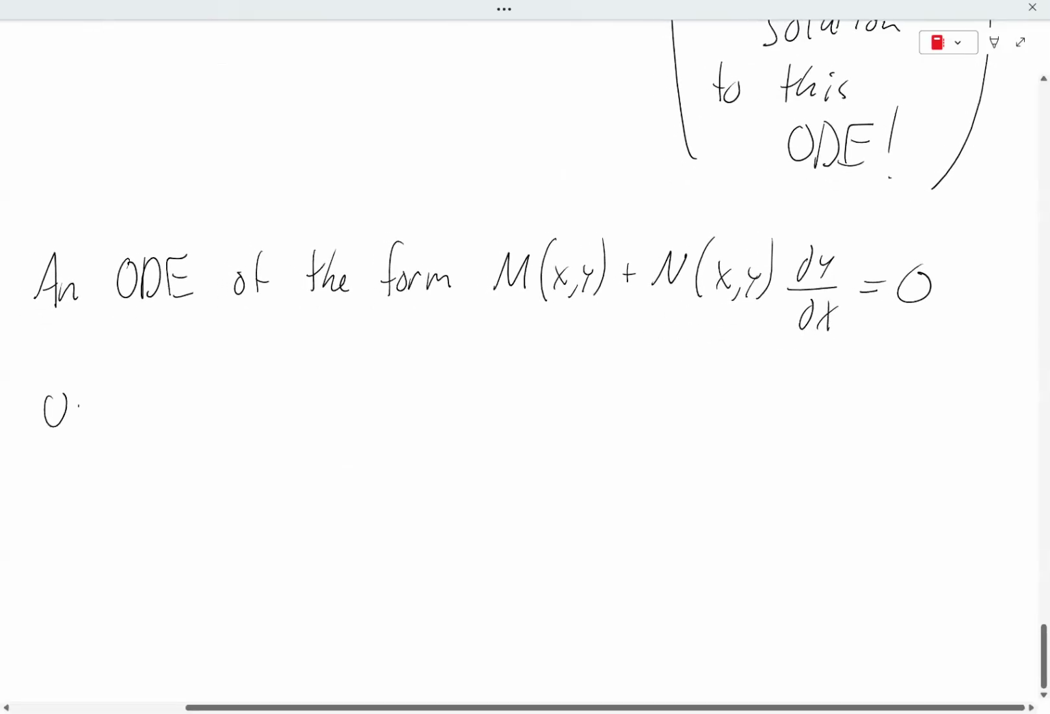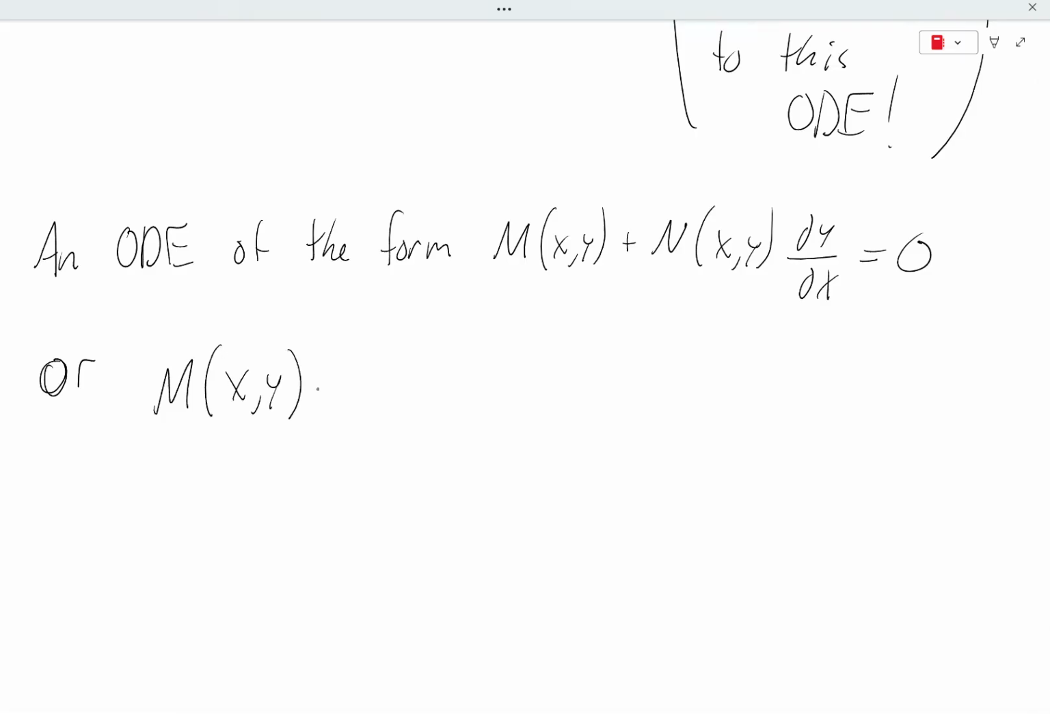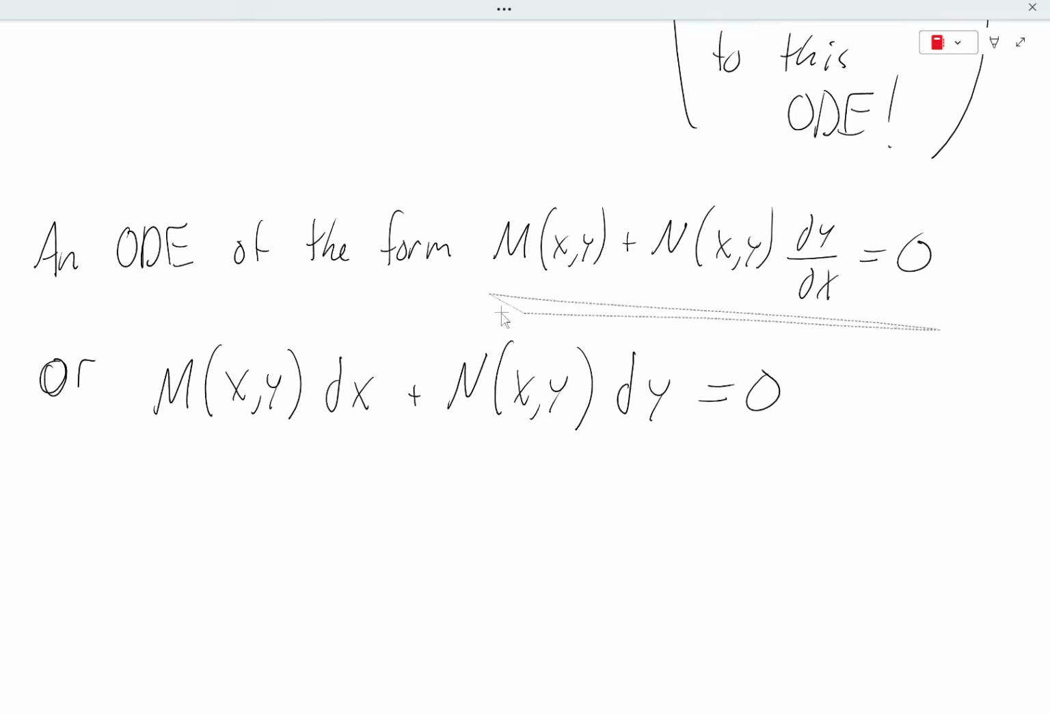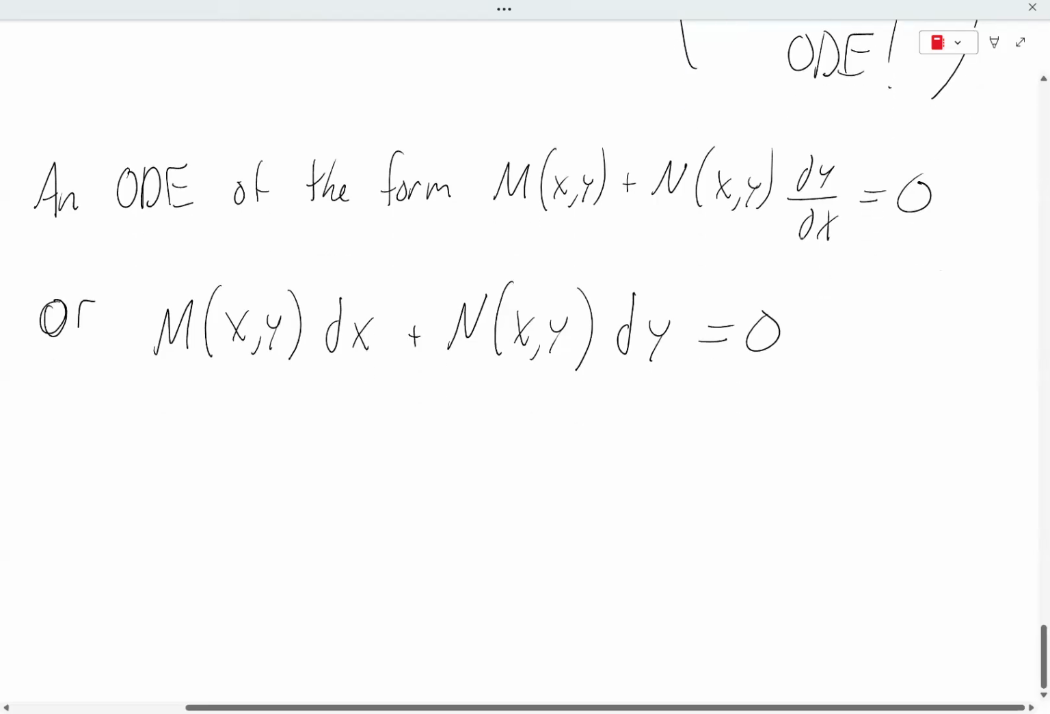Or another, more common way to write this when you do these equations: you could take the dx here and multiply through by dx, which kind of flattens this out. Another way to write that equation is like this. It's the same thing as this, just another notation. Basically it's multiplying through by the dx. So if you have an ODE of the form like this, or you can write it like this, equals 0, it's called exact.